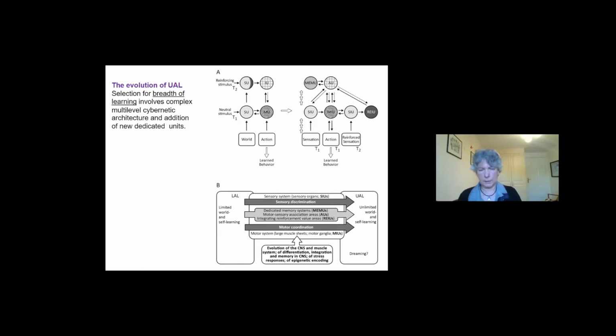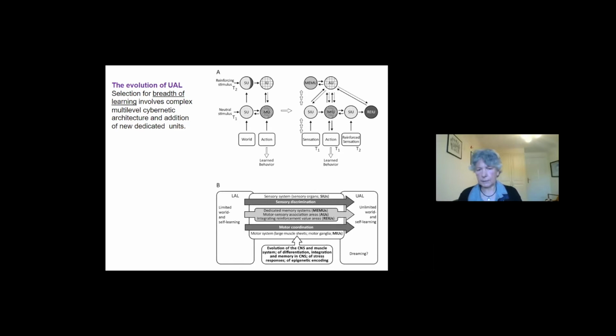We can begin to understand the evolution of unlimited associative learning in terms of the complexity of learning and what was already in place, what enabled this evolution to happen at all. Okay, and so what we're saying is that there was evolution of the sensory system, which allowed sensory discrimination.